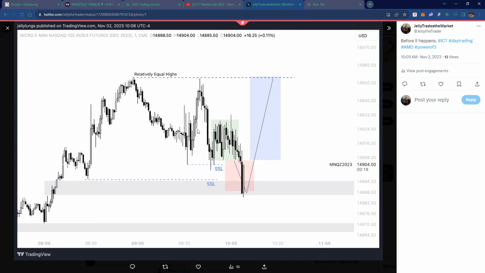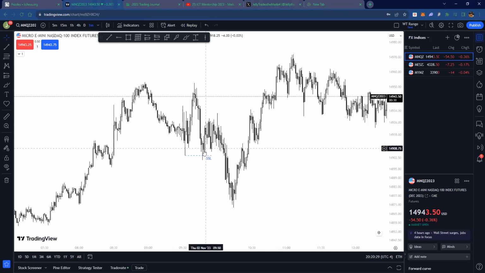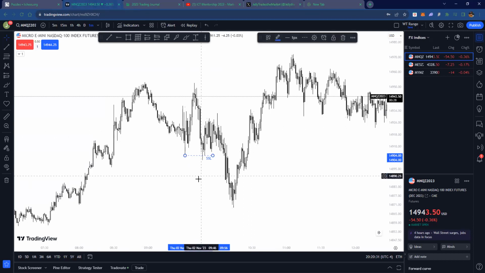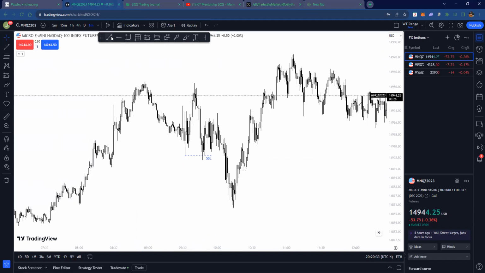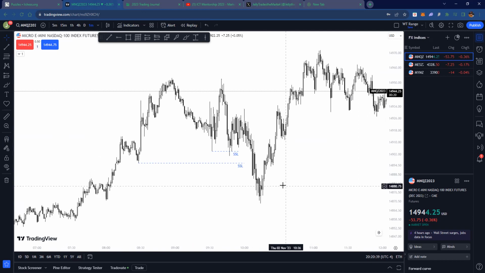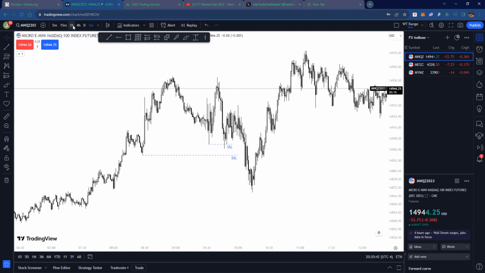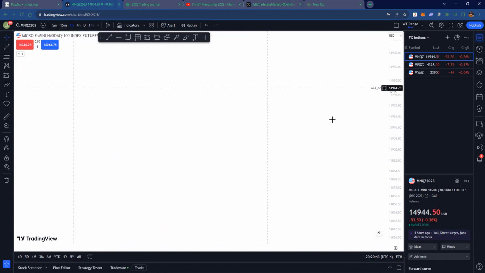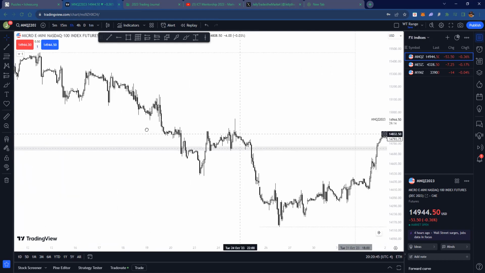So this is accumulation right here, right? We can see that price is stuck inside this range and just chopping around. We'll go into the charts and see what happened. Here we have the sell side liquidity. We also denoted this price right here. What I was looking for today was a nice little drop into an imbalance.